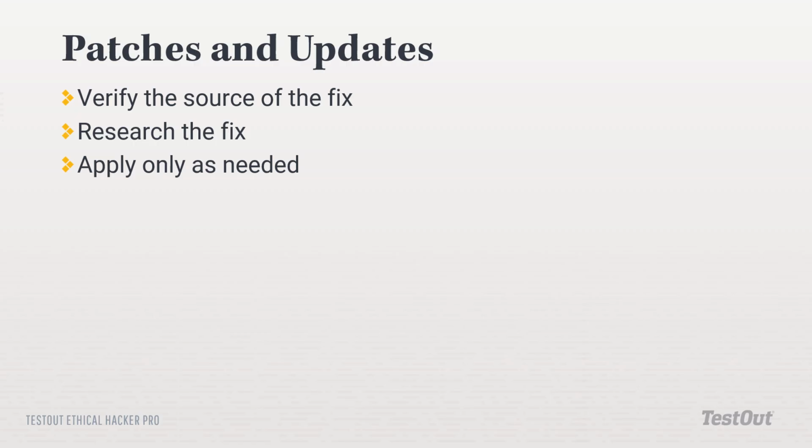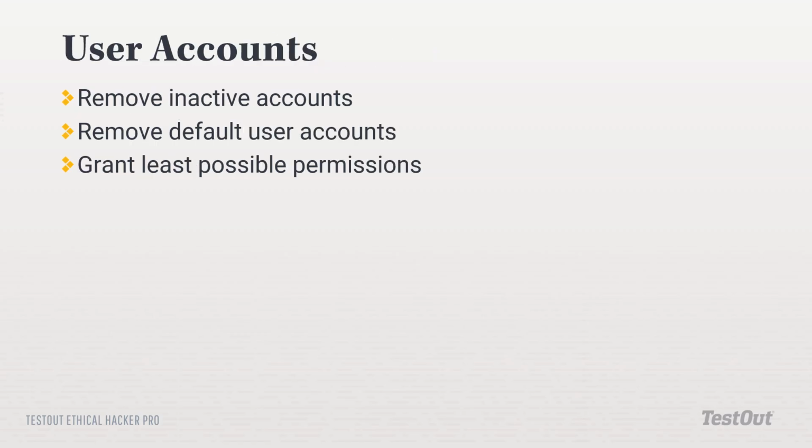All right, let's move on to user accounts. In user accounts, we've got to make sure that we remove inactive accounts and remove default user accounts. A big one you've heard time and time again is to grant the principle of least privilege, so least possible permissions. Unused accounts are like low-hanging fruit for attackers. Least privilege access is one of the most effective security controls that we have.